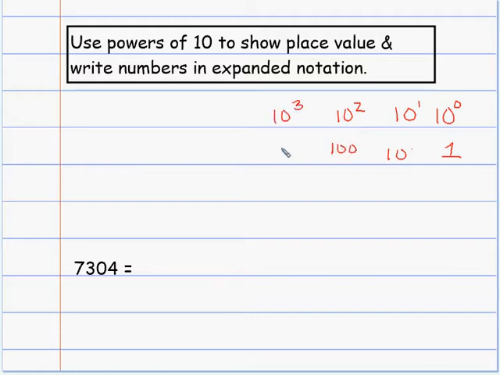10 to the third power is 10 times 10 times 10, which is 1,000. 10 to the fourth is going to be 10,000. And hopefully you can see the pattern. And this only works with powers of 10. Okay, only with powers of 10 does this pattern work.